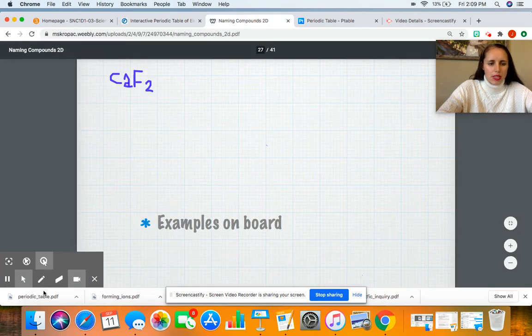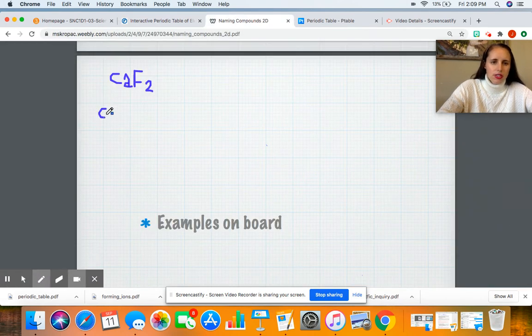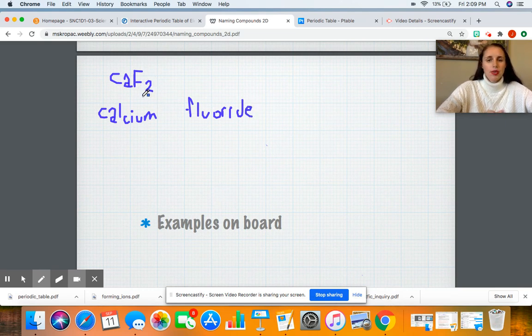In order to name this, all I need to do is write the name of the metal first. That's calcium. I leave a space. I write the name of the nonmetal second. That's fluorine. But instead of writing fluorine, I'm going to write fluoride. This 2 here, for naming, means nothing. The 2 means that I have 2 fluorines. In terms of the name, you don't need to indicate that.